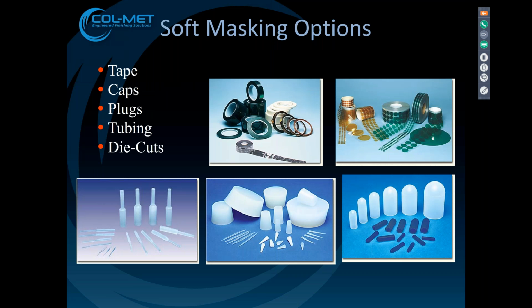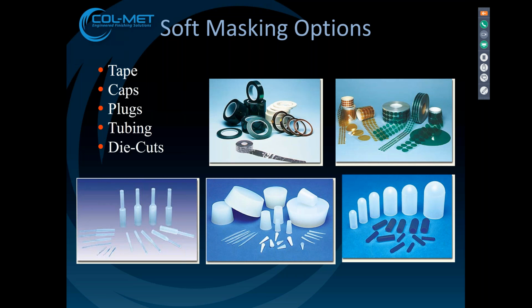There's several types of masks. Here's some illustrations of them. High temperature tape. We have caps, plugs, tubing, and die cuts. There are many suppliers that supply masking to the finishing industry, and many of the options are reusable, and many of them are cleanable, used every day in production throughout the country.